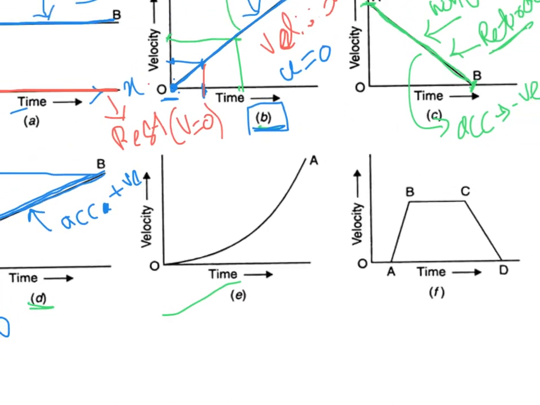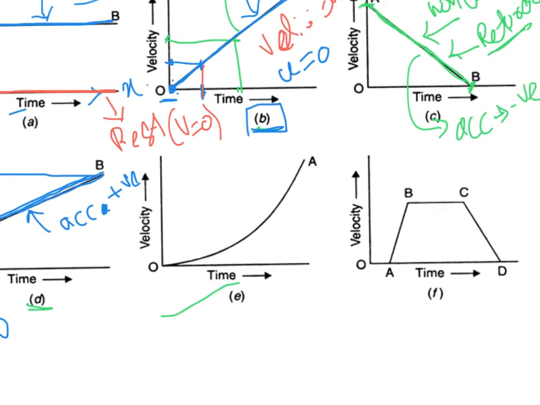Now this was all straight lines. Let's come to this curve. This curve is very similar to your last displacement time curve. The only difference out here is I have plotted velocity and time.